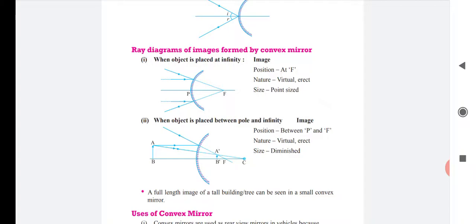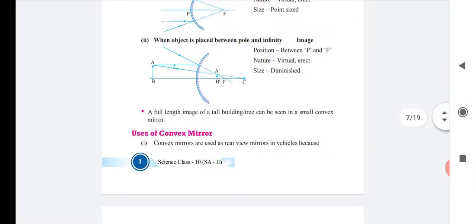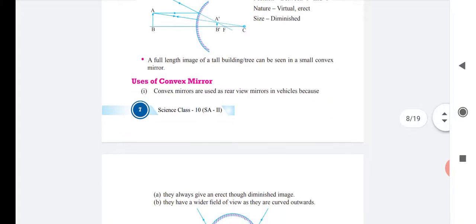So you can clearly say a plane mirror also gives a virtual erect image, as does a convex mirror. In the case of a plane mirror, the object size is always equal to the image size. But in the case of a convex mirror, the object size differs from the image size. The image size will always be diminished or point sized; you will never get an enlarged image in the case of a convex mirror. That is the main reason we use convex mirrors as rear view mirrors, so that you can see the huge traffic behind your vehicle.